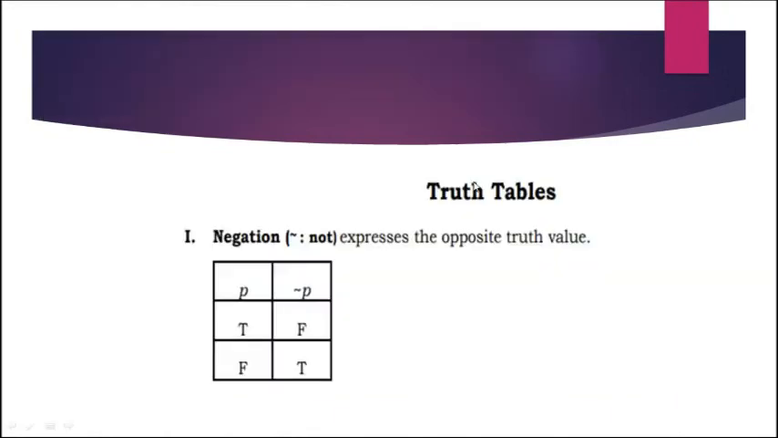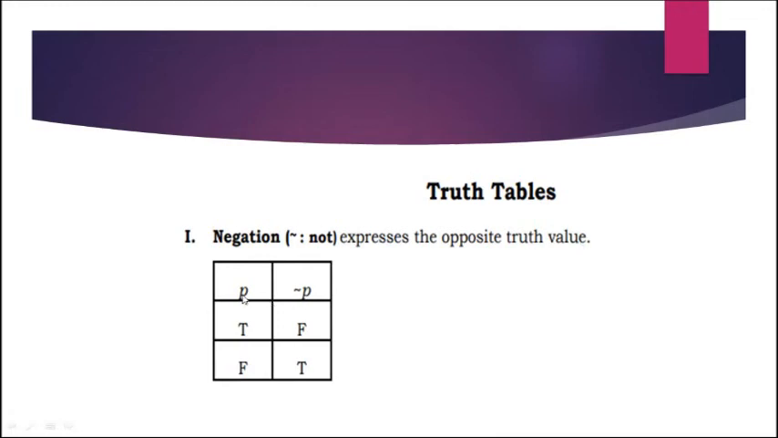So next you have your truth table. What are the procedures and things to remember before you conduct or draw a truth table? First, we have your negation. We say negation, the connective or logical operator is the word not. It expresses the opposite truth value.